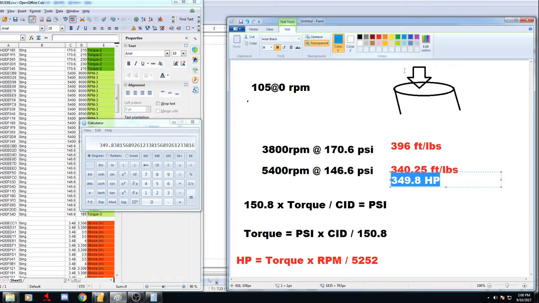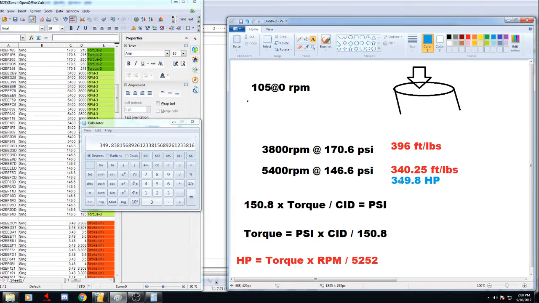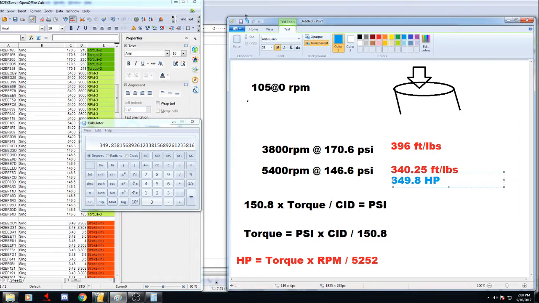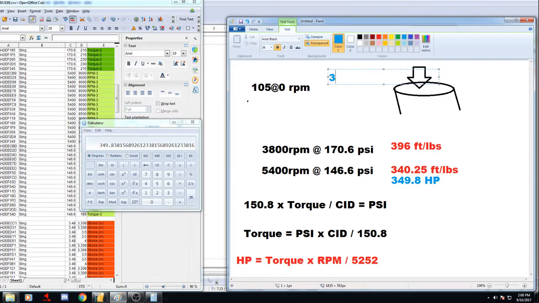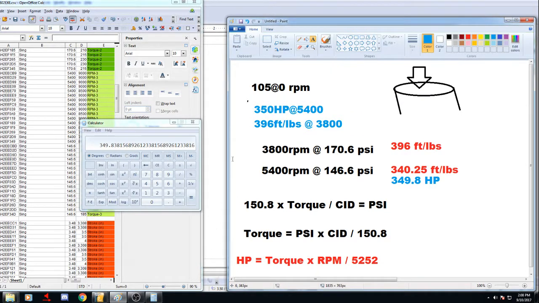Alright, that was the math. Horsepower in blue, approximately 350. We could put that at 350. So our engine stats end up being 350 horsepower at 5400 RPM and 396 foot-pounds of torque at 3800 RPM. Booyah! Correct? Somewhat. Here's the formulas and the explanation.